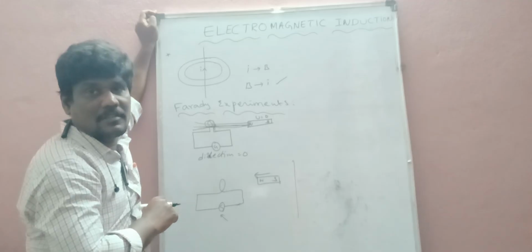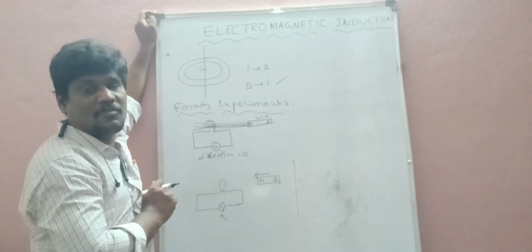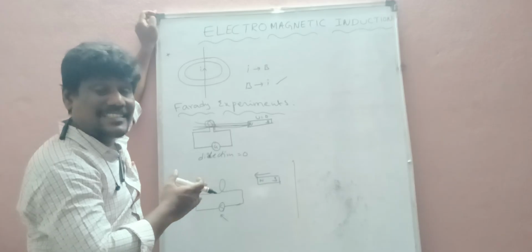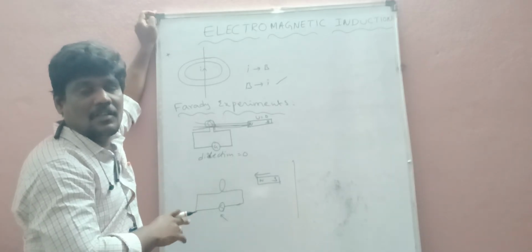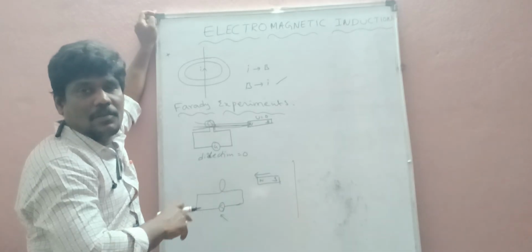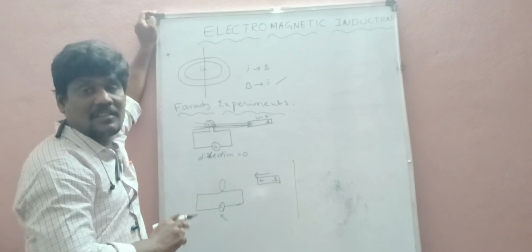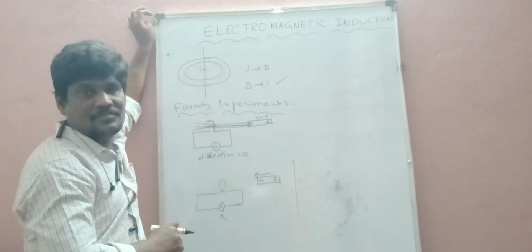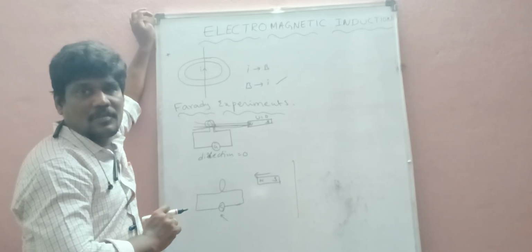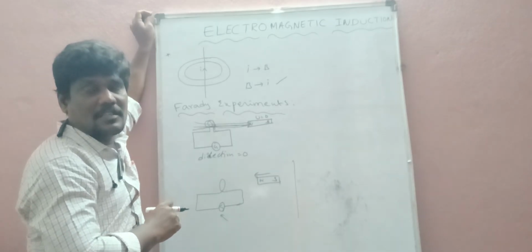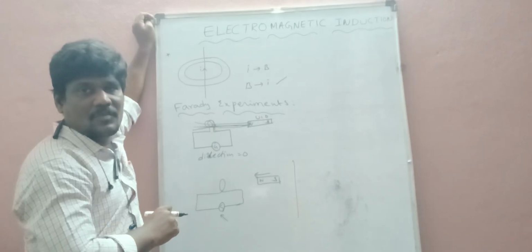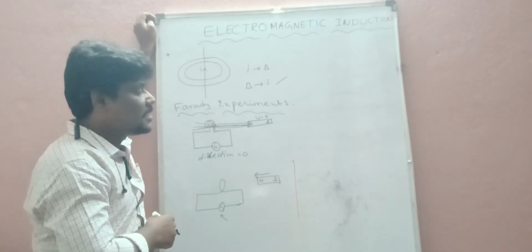From this Faraday first experiment, what we conclude: whenever there is a relative motion between the coil and the magnet, some current is induced in the closed coil. That phenomenon is nothing but electromagnetic induction. And another experiment is there.